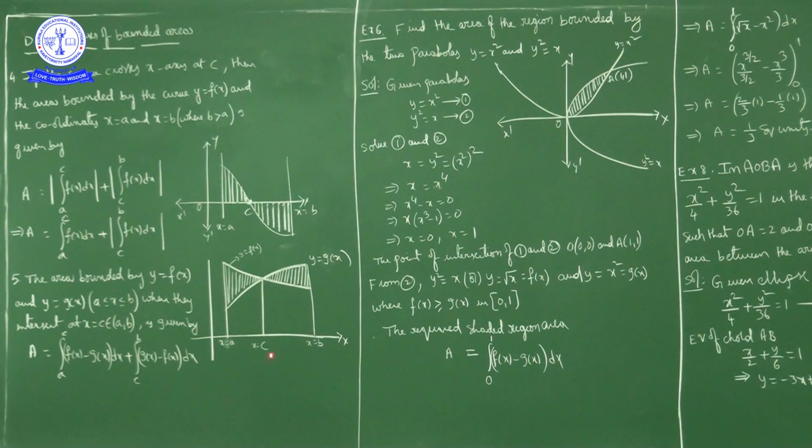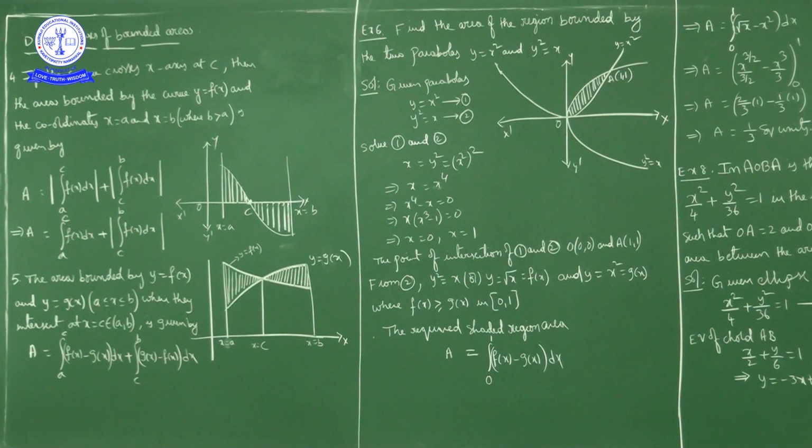here from a to c, what is the upper curve? f of x is the upper curve and g of x is the lower curve. So what we will write is integral a to c f of x minus g of x dx, because in a to c f of x is the upper curve and g of x is the lower curve. So we get this region area, plus from c to b, g of x is the upper curve and f of x is the lower curve. So plus integral c to b g of x minus f of x dx.